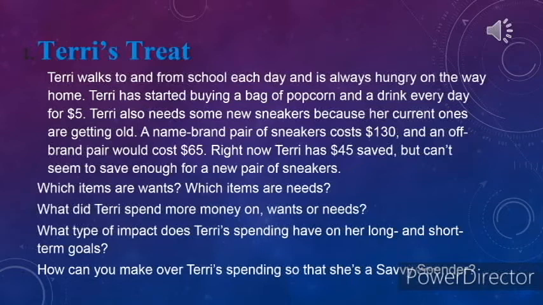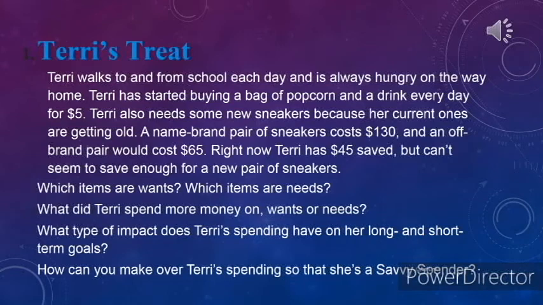Terry's treat. Terry walks to and from school each day and is always hungry on the way home. Terry has started buying a bag of popcorn and a drink every day for $5. Terry also needs some new sneakers because her current ones are getting old. A name brand pair of sneakers costs $130 and an off-brand pair would cost $65. Right now, Terry has $45 saved, but can't seem to save enough for a new pair of sneakers.